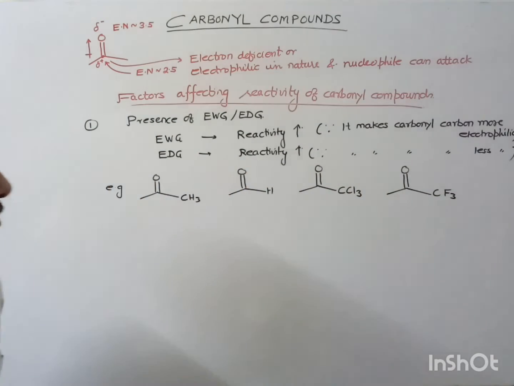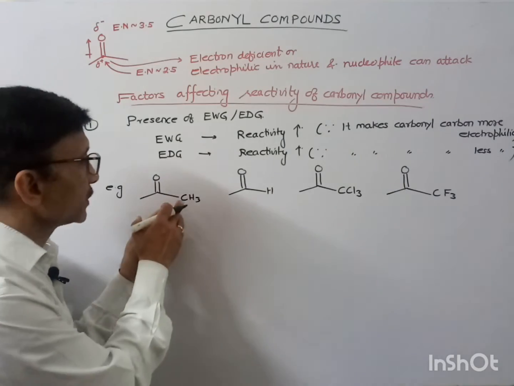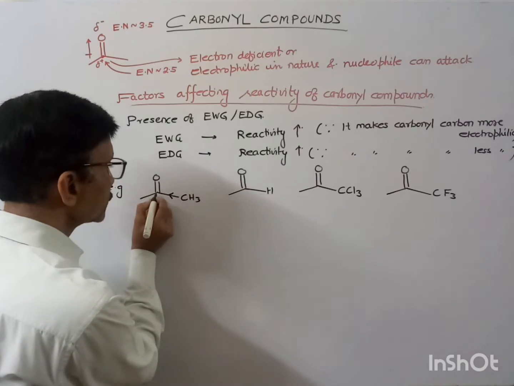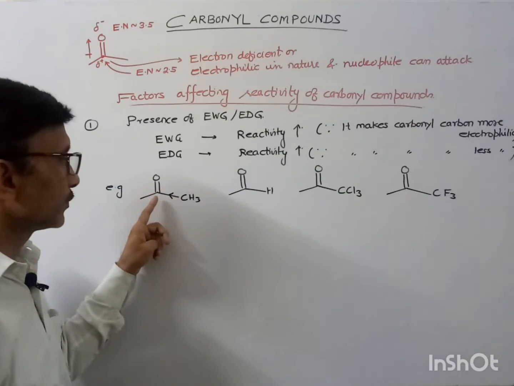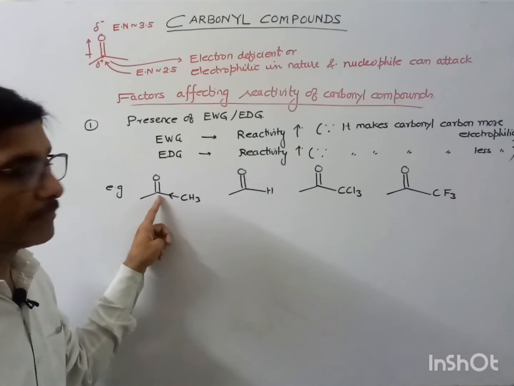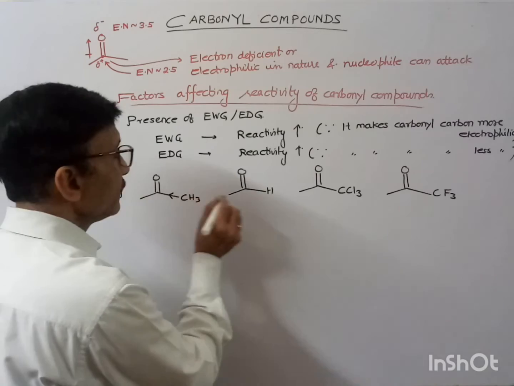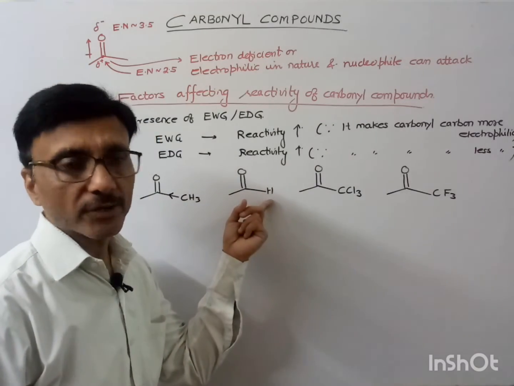Now suppose, for example, we have these four compounds. Which will show the higher reactivity? 1, 2, 3, 4. No doubt, here this is the electron donating group. That's why it will reduce the electrophilicity of this carbon. If electrophilicity of this carbon reduces, then nucleophilic attack will not become easier. Okay. In the same way, here it is neither electron withdrawing nor electron donating.